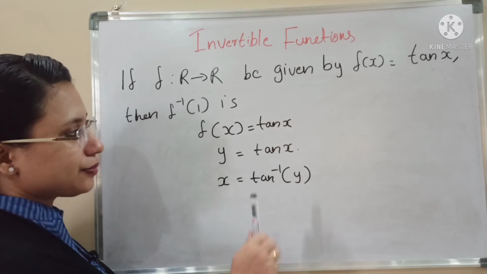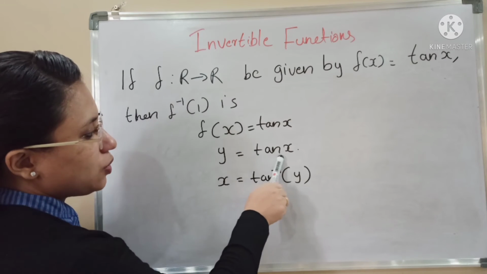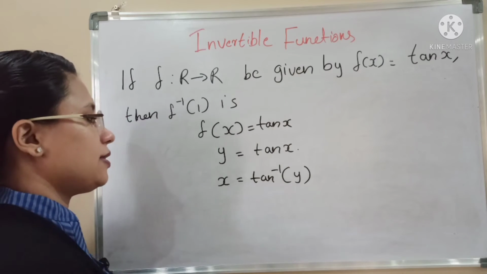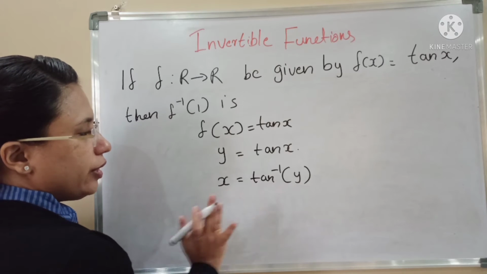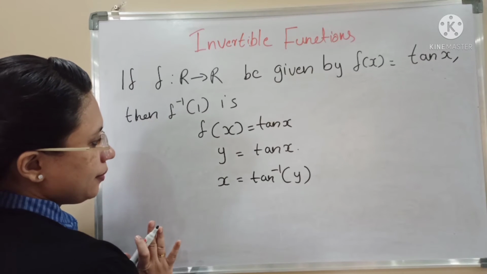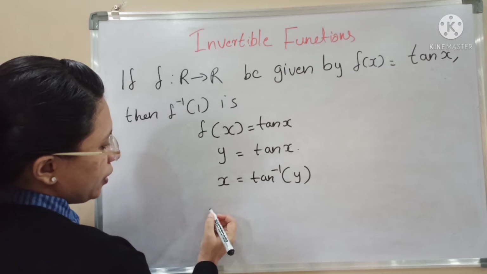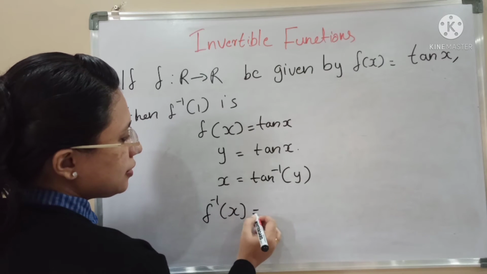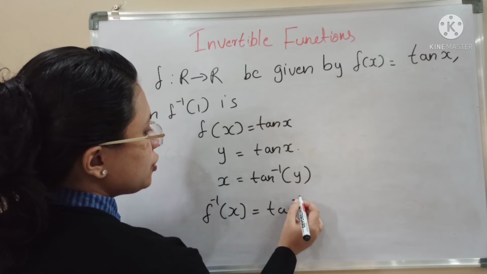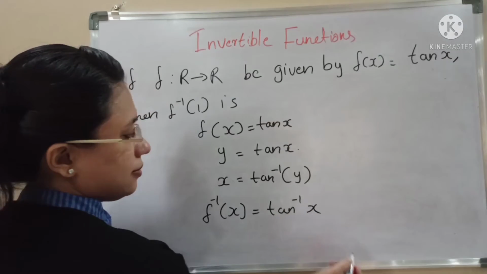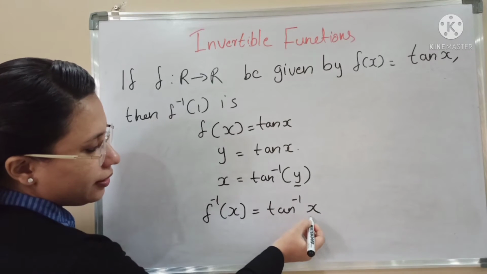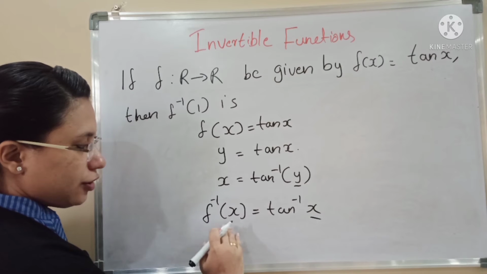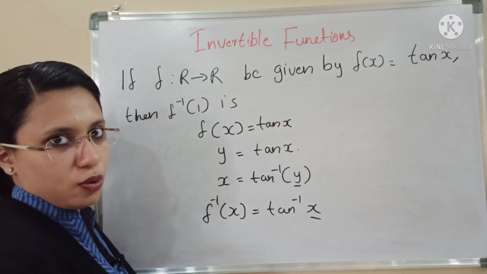Clear? Keep in mind. So tan we are taking to the side, so it will turn as tan inverse. Now we got this. Okay, so what is f inverse of x? It will be tan inverse of x. Replace y with x. Clear? So our finding of inverse function is over.